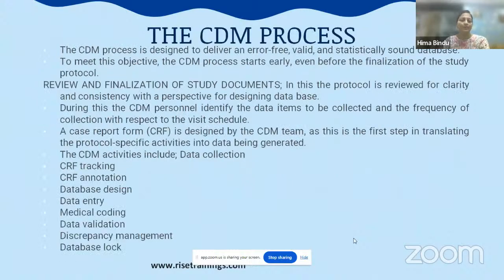Next, coming to the CDM process, what is the main process which we follow in the CDM department? As I said, the main aim of the CDM is to deliver data which is error free, valid, and very clean, so that the statistics process can be done and we attain the results in a very reliable way. To do all this, there are different processes. Simply collecting the data and cleaning the data is not the way. We have different steps which we have to follow systematically, so that we can attain clean data.